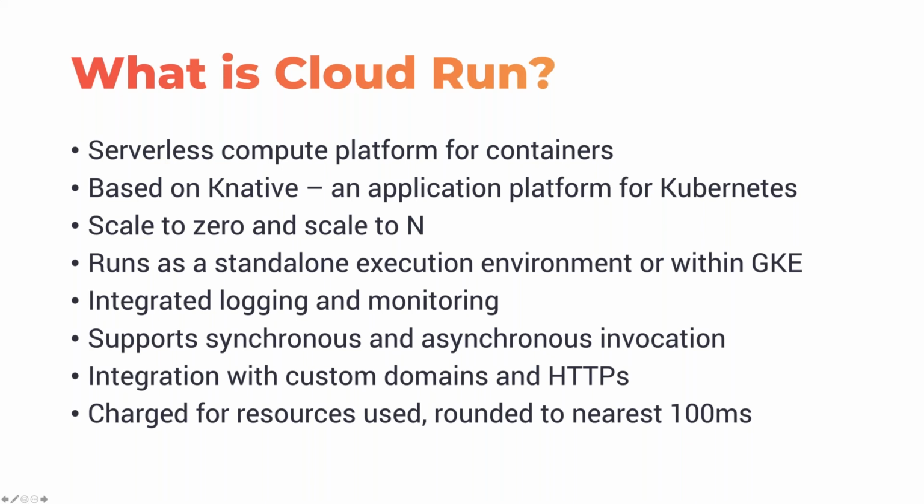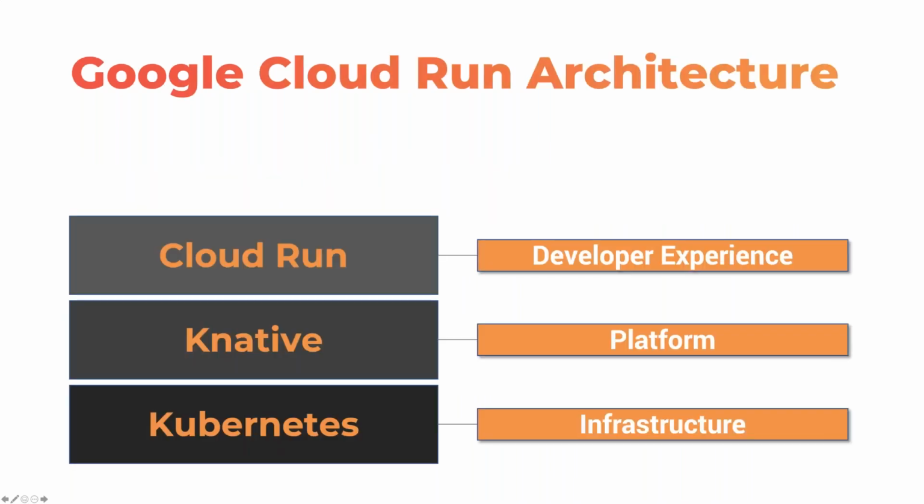But Cloud Run is like a commercial implementation of Knative. So what Google has done is it has taken Kubernetes as the infrastructure, that is GKE, Knative as the platform, which is PaaS, and then the developer tooling experience, and the developer experience is delivered through Cloud Run.